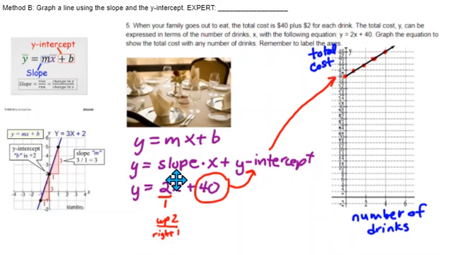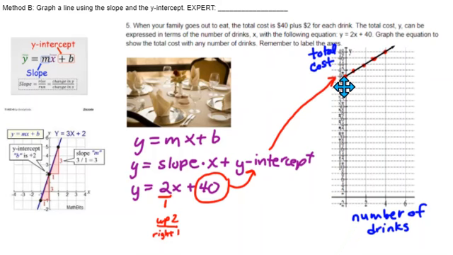The number that's being multiplied times the x, that is the slope. And slope is the rise over the run. If I don't have a fraction for my slope, I make it a fraction by writing over 1. So from the 40, I go up 2 and over 1. Now it doesn't look like I'm going up 2 because my y-axis counts by 2, but you have to look at the numbers to be sure.